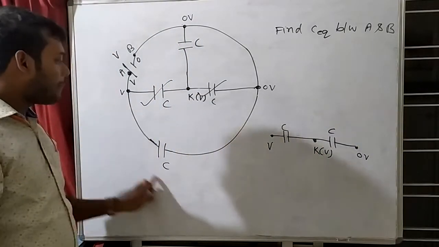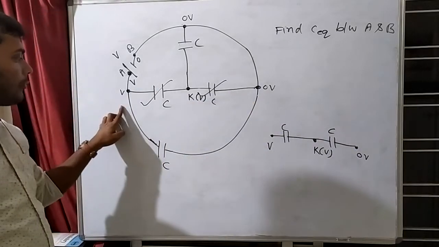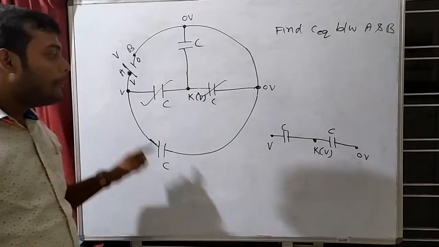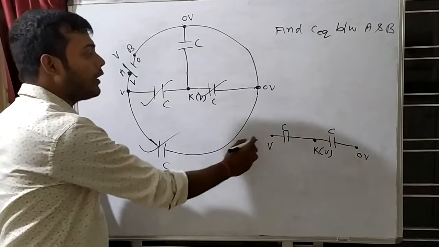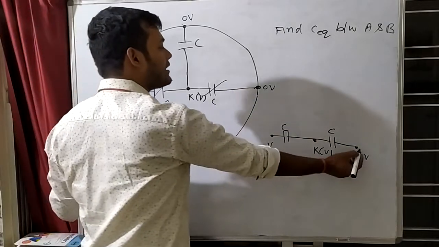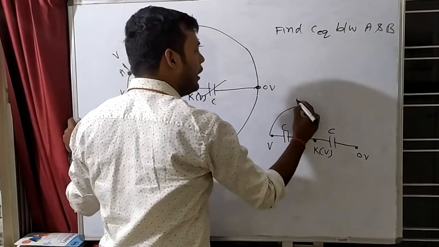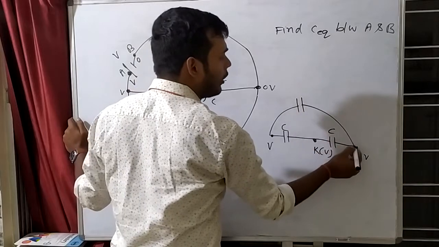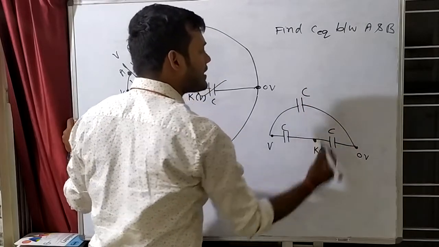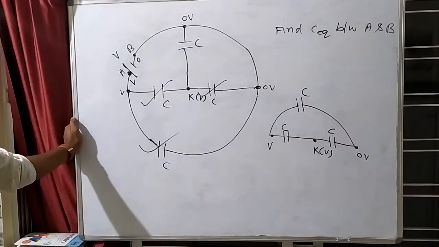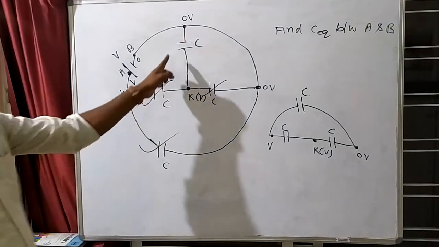Can you see this capacitor? This capacitor is connected between V volt and 0 volt. This point potential is V volt and this point potential is 0 volt. So there is a capacitor connected between V volt and 0 volt. And this capacitance is how much? C. Now can you see this capacitor?